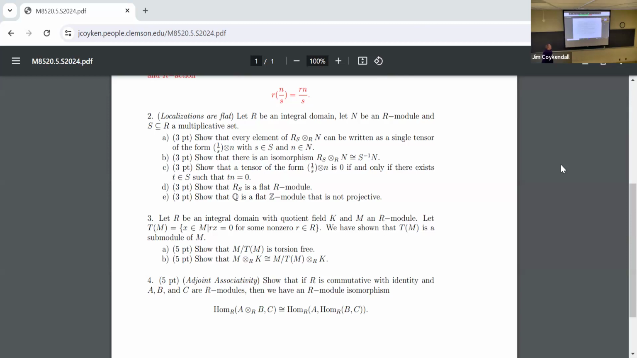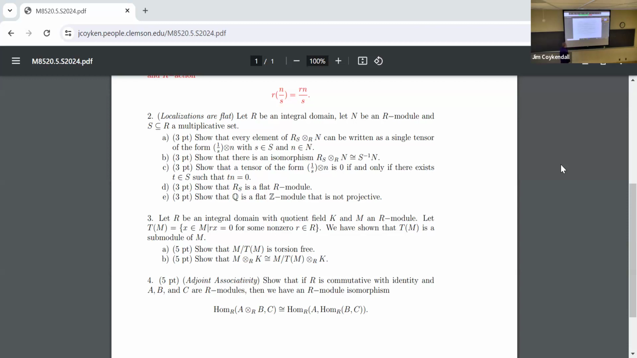Show that if R is an integral domain with a quotient field K, M is an R module, and TM is basically the collection of all torsion elements. We know that TM is a submodule. Show that M mod TM is torsion free, and show that when you tensor any module with the quotient field K, it's the same thing as tensoring M mod TM. In other words, tensoring with the quotient field kills out the torsion.